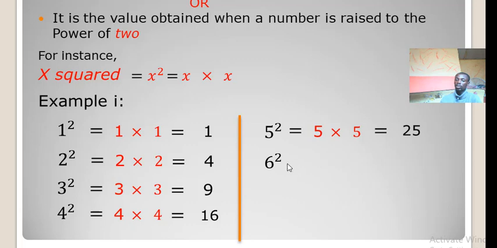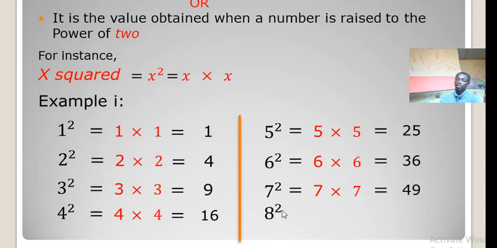Okay, here we have 6 squared equals 6 multiplied by 6, and that is 36. Now 7 raised to the power of 2, or 7 squared, equals 7 multiplied by 7, and that is 49. 8 squared equals 8 multiplied by 8, that equals 64.